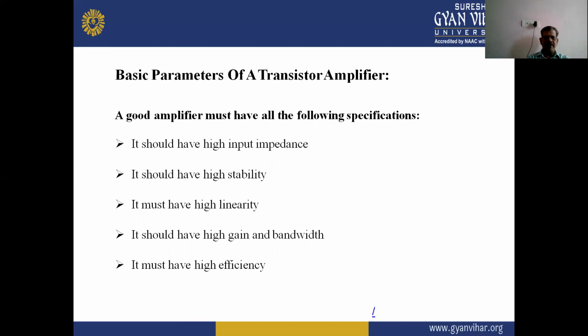Now, basic parameters of a transistor amplifier. What are the parameters of a transistor amplifier or BJT amplifier? A good amplifier must have all the following specifications. First, it should have high input impedance. Second, it should have high linearity. It should have high stability, and it should have high gain and bandwidth also. And it must have high frequency. So there are some specifications for a good amplifier.